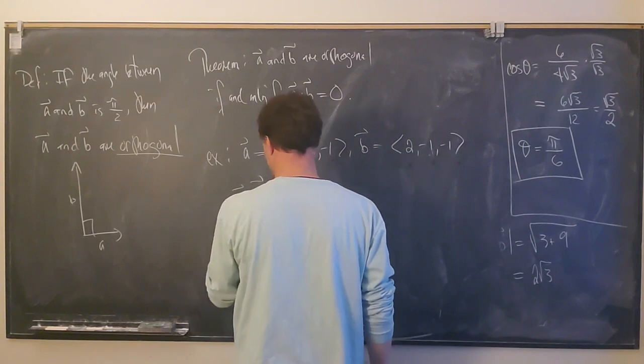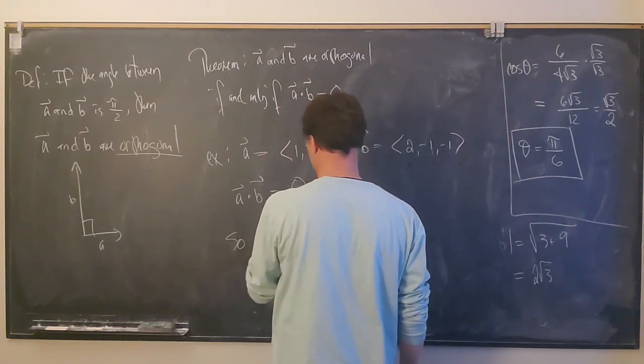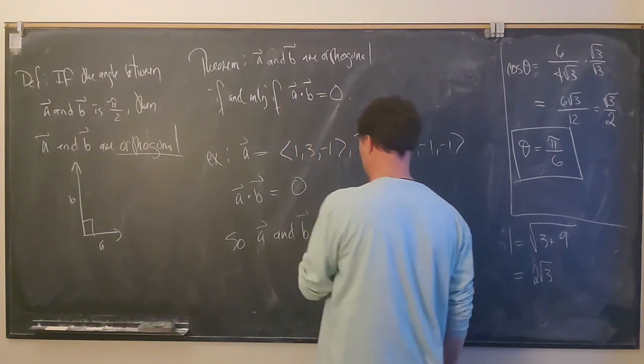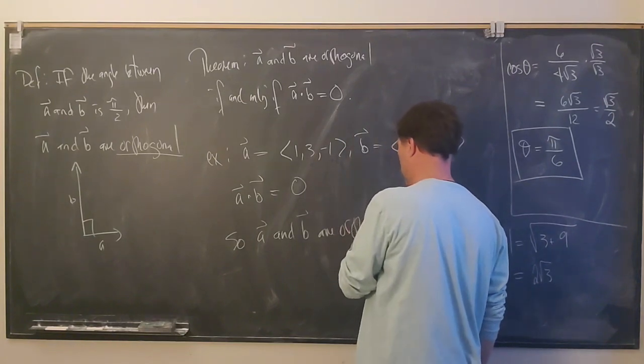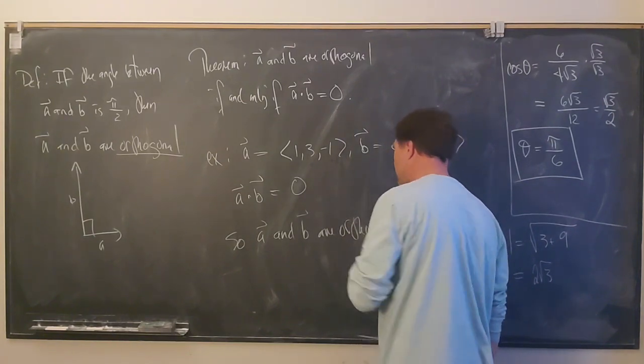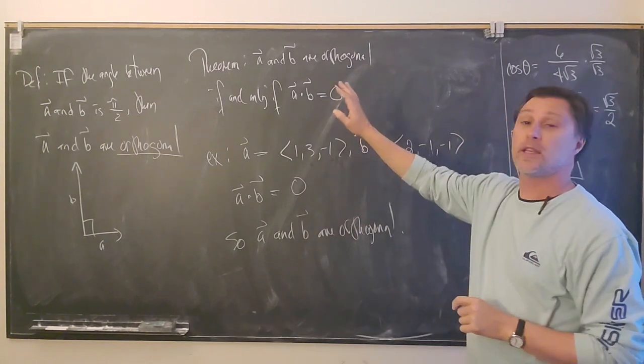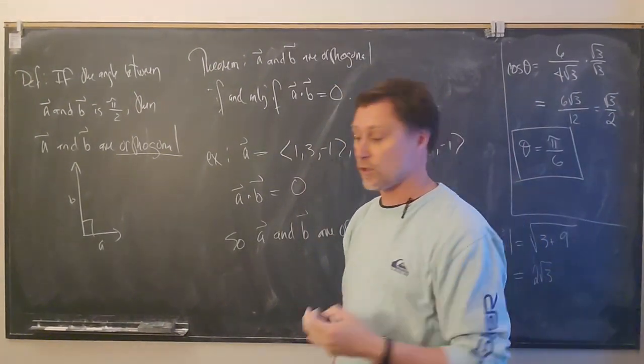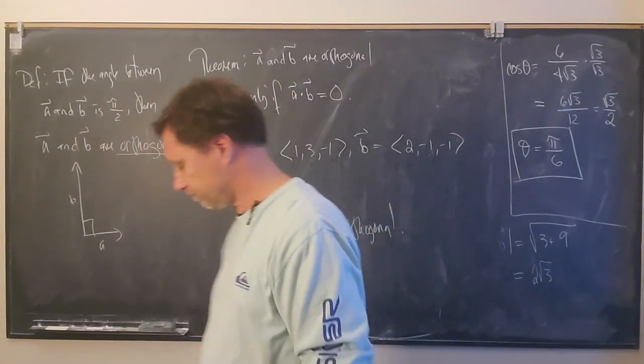So A and B are orthogonal. Remember this: the way to check for orthogonality between vectors is to compute the dot product. If you get 0, the answer is yes, they are orthogonal.